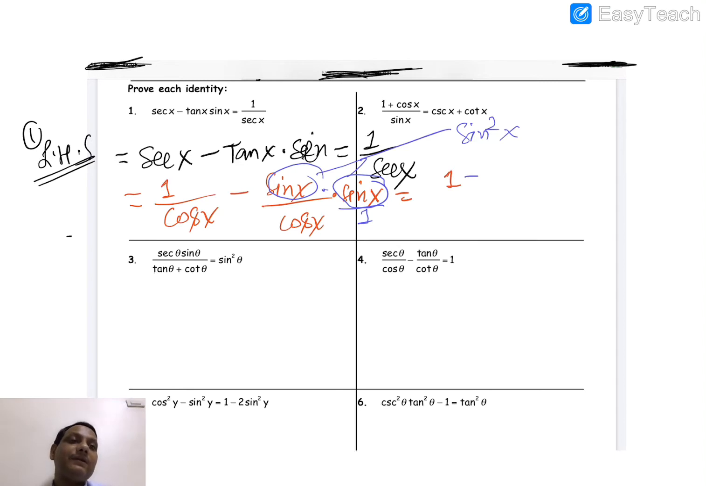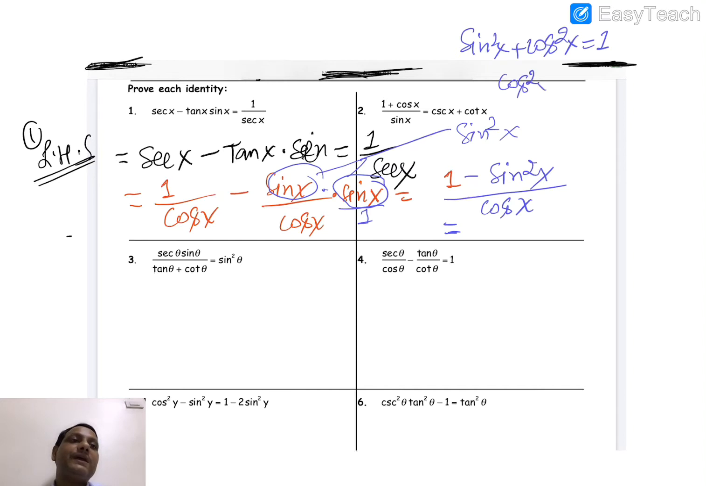So I am going to write here 1 minus sin square x over cos x, which is the denominator, and it's the same, so I will write cos x. As you all know, sin square x plus cos square x is 1, so we can write our requirement, cos square x, as I told you on the first page. So in the place of 1 minus sin square x, we use cos square x over cos x.